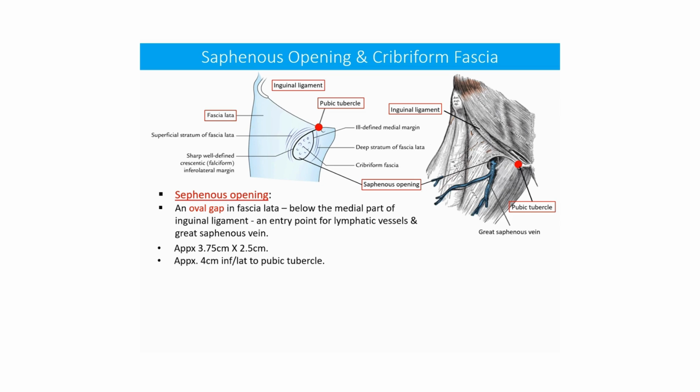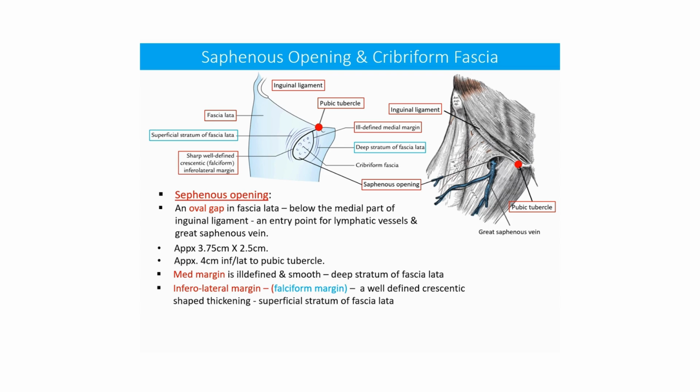It is approximately 3.75 centimeter into 2.5 centimeter in size and is located approximately 4 centimeter infralateral to the pubic tubercle. Its medial margin is ill-defined and smooth and is formed by deep lamina of the fascia lata.